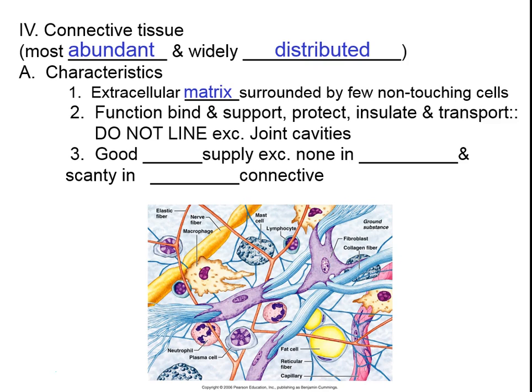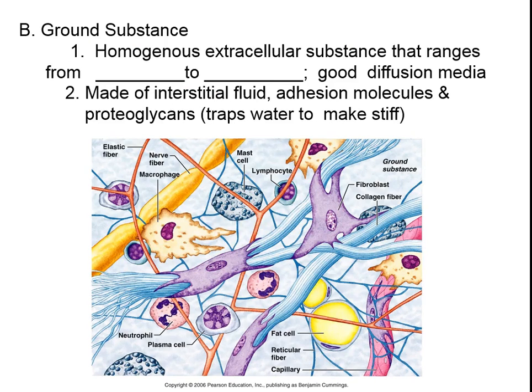Connective tissues function to bind and support. Some of them actually protect. Fat is a type of connective tissue that insulates. Blood is a type of connective tissue that transports. They don't line anything except for joint cavities. They have a very good blood supply, except cartilage is avascular, and dense regular connective tissues and irregular connective tissues, the blood supply is scanty there. So that's going to have a little bit to do with their regeneration ability.